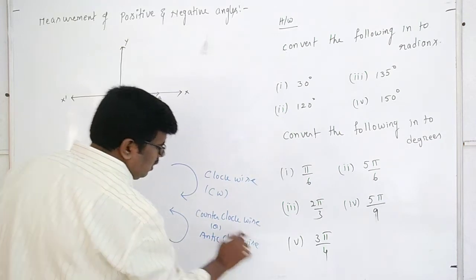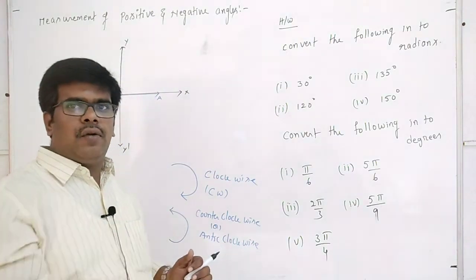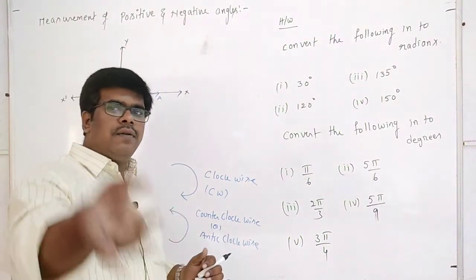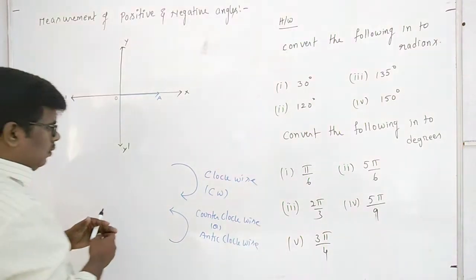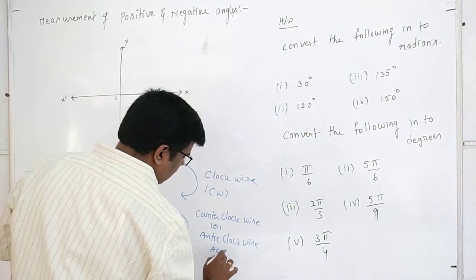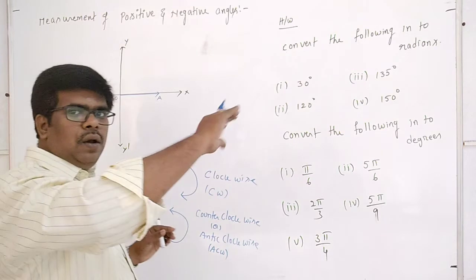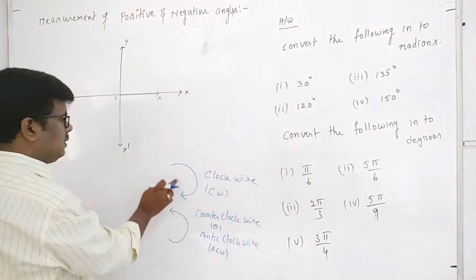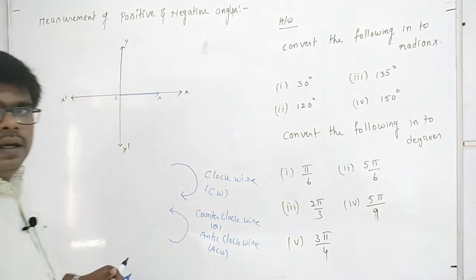See, clockwise means the pointer in the clock, in what direction it rotates, that is clockwise. The pointer in the clock in the opposite direction means anti-clockwise. So we can also write it as ACW, anti-clockwise direction. Clockwise means the direction in which the pointer in the clock rotates, and this is anti-clockwise direction.